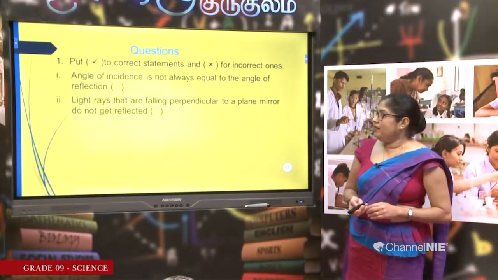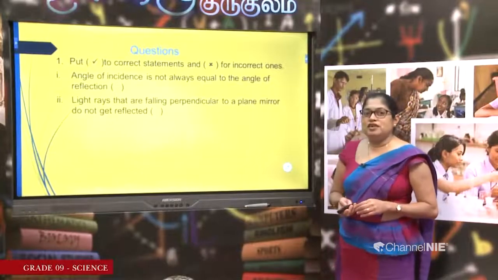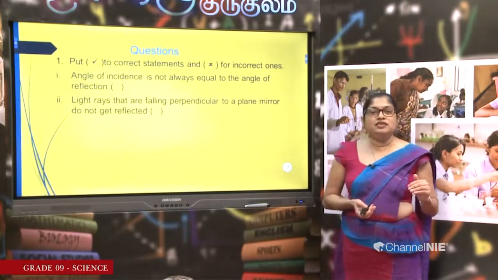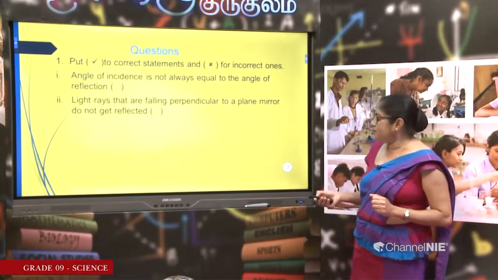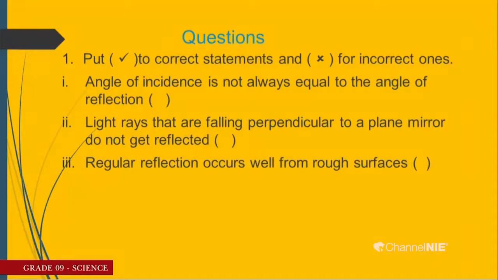Second one, light rays that are falling perpendicular to a plane mirror do not get reflected. This statement is also wrong. As we learnt, the light rays that are falling perpendicular to the plane mirror are reflected in the same pathway. Regular reflection occurs well from rough surfaces. Is this correct? This is also wrong. Regular reflection occurs well from smooth surfaces.